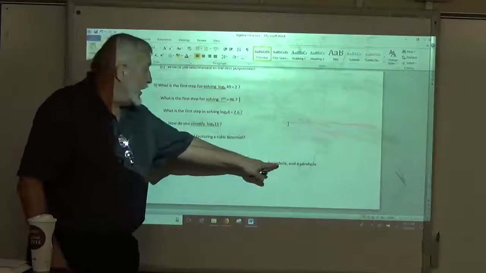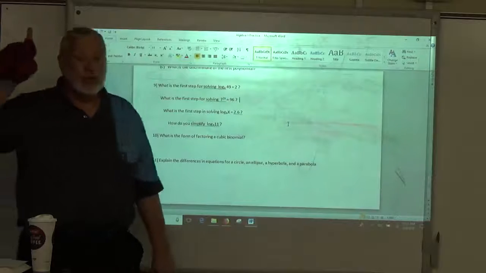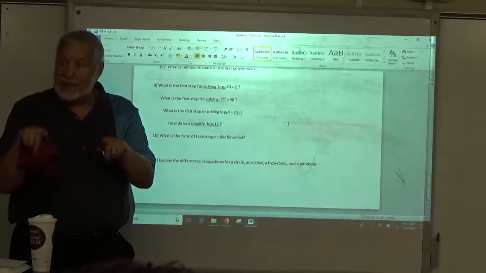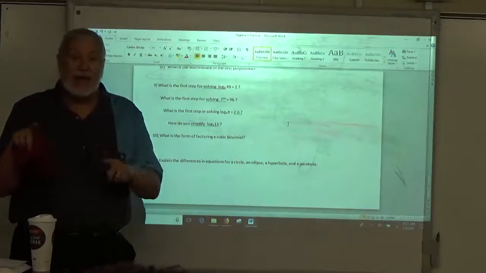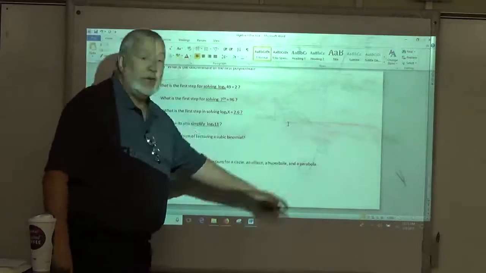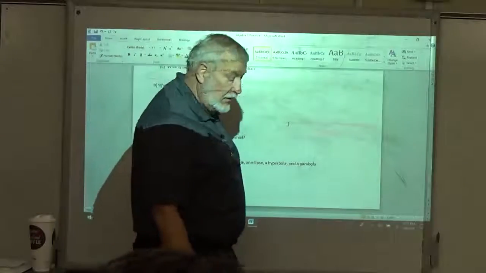For an ellipse. A hyperbola, right? Equals 1. The numbers on the bottom are the squares of the directions, and you have to have one of them negative. And then the parabola is just a quadratic equation. Okay? All right, thank you.